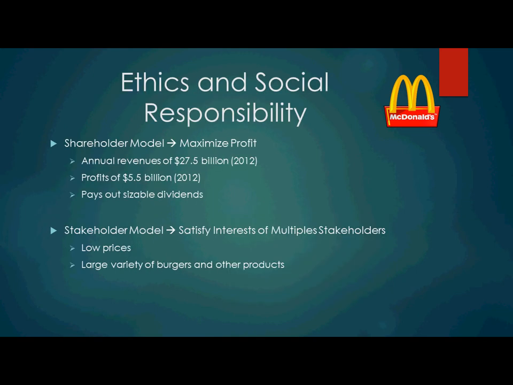For chapter 4, which talks about ethics and social responsibility, as we saw in class, there are the shareholder model and the stakeholder model. For the shareholder model, they have to maximize profit. In 2012, they had annual revenues of $27.5 billion and a profit of $5.5 billion. So it is really profitable, and they actually pay out sizable dividends to people who invest in McDonald's. As I said earlier, they're the world's largest hamburger fast food chain in the world.